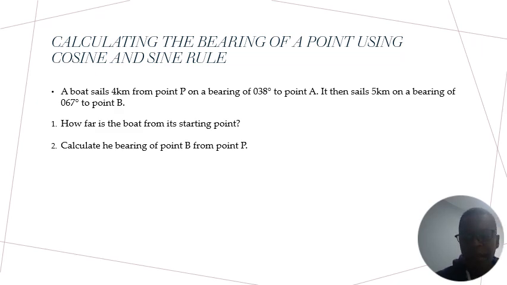Okay, on this one, we need to sketch first of all. We need to put that information into a sketch. So you have a boat which sails 4 kilometers from point P on a bearing of 38 degrees to point A. It then sails 5 kilometers on a bearing of 67 degrees to point B. Now the question is, how far is the boat from its starting point?